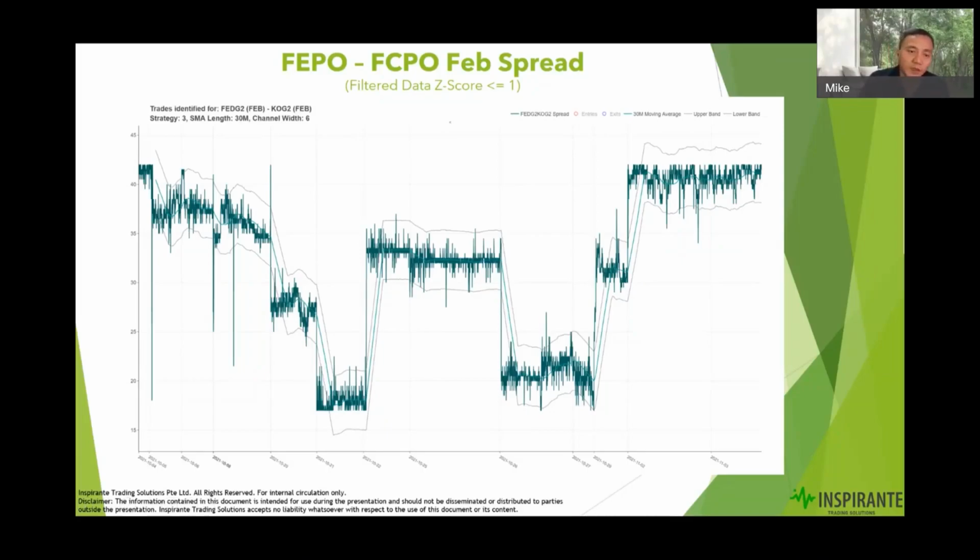Now, based on what I've seen so far, it is actually quite doable. But you just need to be patient with FEPO, obviously. It is a start, and we have great hopes that it will eventually catch on in terms of liquidity and trading participation as well.